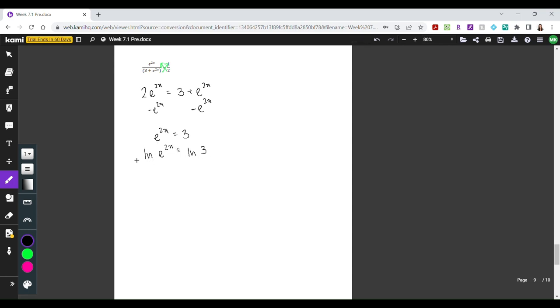Exponent, let's put it to the side. So then we're going to get 2x ln e equals ln 3. Oh, look, ln e. I straight away know ln e is equivalent to 1, right? So I would have 2x equals ln 3. Now x is not by itself, so I need to get rid of the 2. And to get rid of the 2, I need to divide both sides of the equation by 2, right? So that means my final answer is going to be x equals ln 3 over 2.